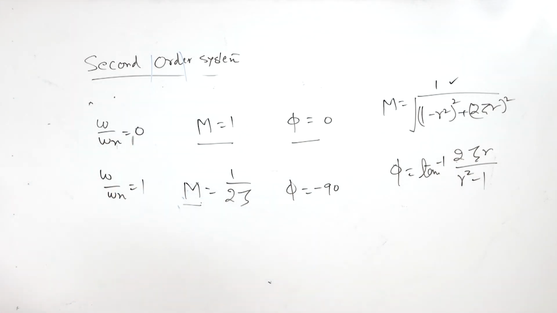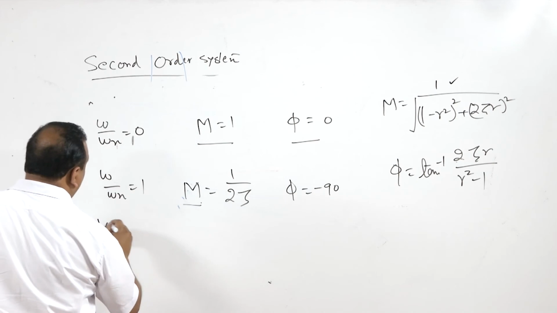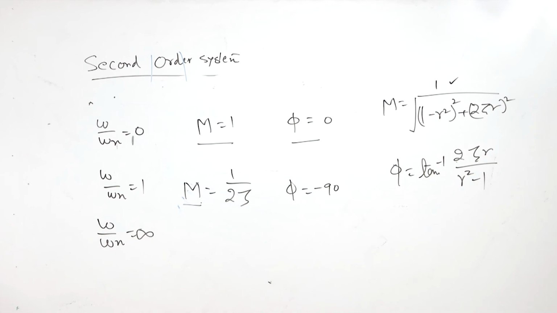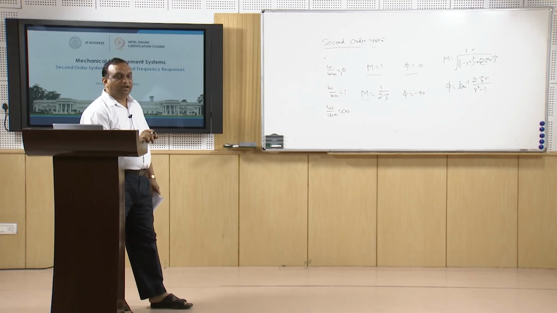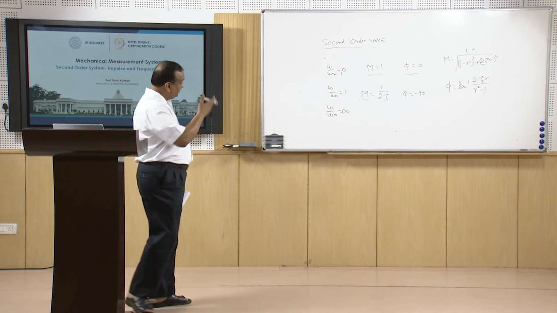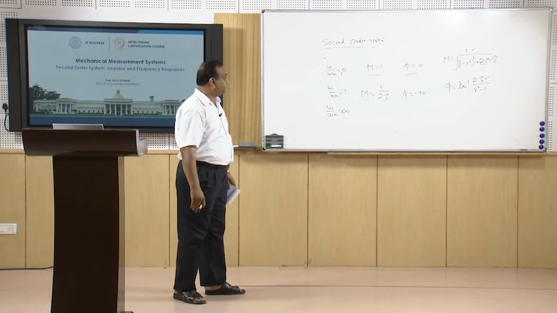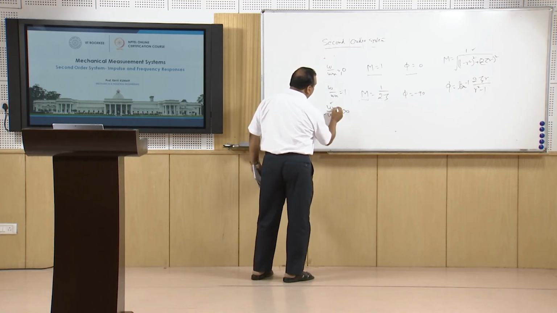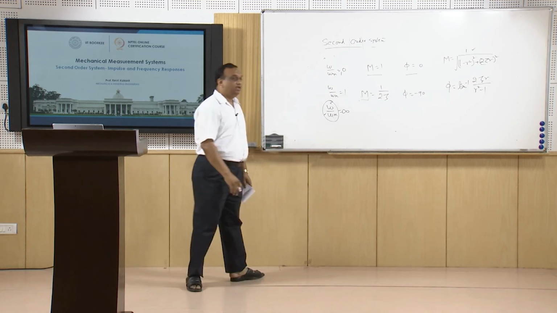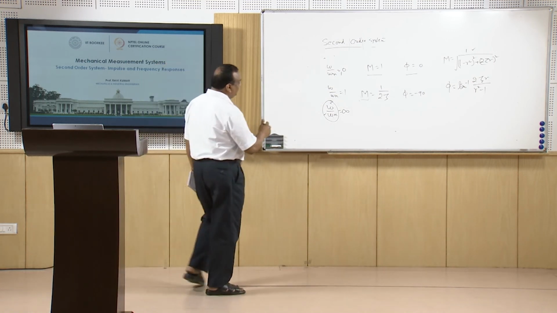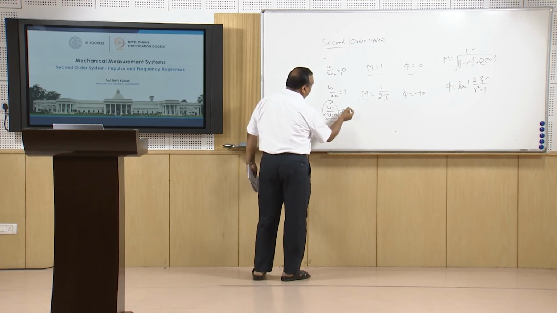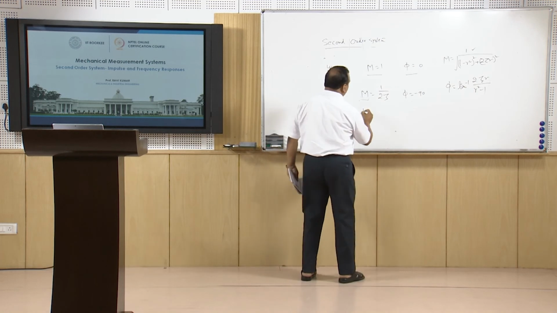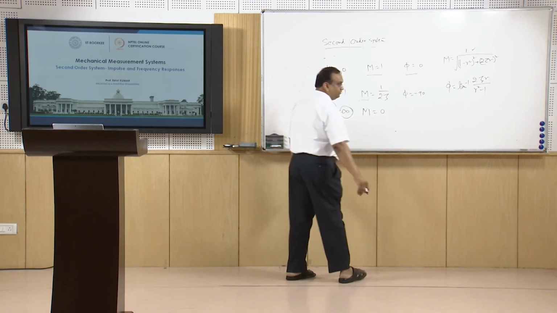Phi equal to minus 90 degree means it will be lagging by 90 degree. Now if omega by omega n is equal to infinity, the imposed frequency is very high. Natural frequency is 1000 cycles per second and imposed frequency is some millions of radians per second. This is imposed frequency divided by natural frequency. So imposed frequency is much higher than the natural frequency, right? In that case it is going to be infinite.